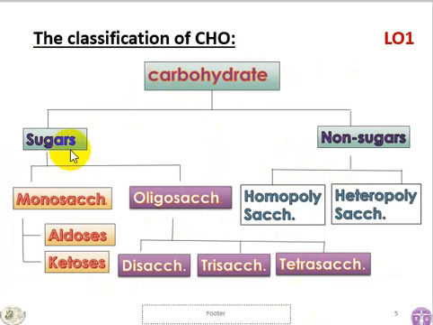Carbohydrate can be classified into sugars and non-sugars, and the difference between them is that sugars have a sweet taste, while non-sugars do not have a sweet taste. Sugars also can be classified into monosaccharide and oligosaccharide. Monosaccharide is classified according to the carbonyl group that it has, for example, aldoses and ketoses. Oligosaccharide can be classified into disaccharide, trisaccharide and tetrasaccharide, while polysaccharide, a non-sugar, could be heteropolysaccharide or homopolysaccharide.